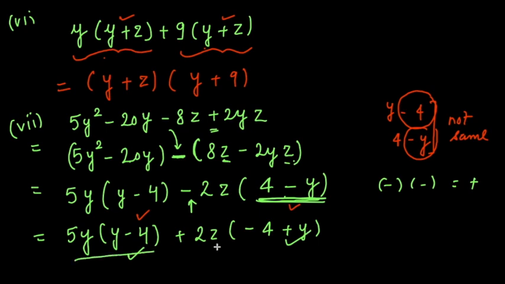So from the first term and from the second term, what can be common? y minus 4. What are you left with? 5y plus 2z. Okay. So again there were four terms in the question. We have done regrouping. But in this question you have to be a little careful about the sign.